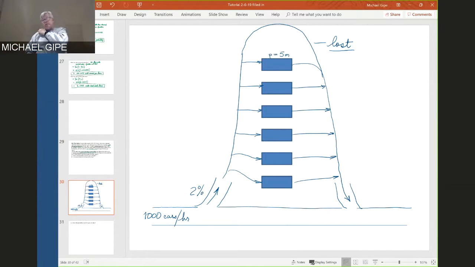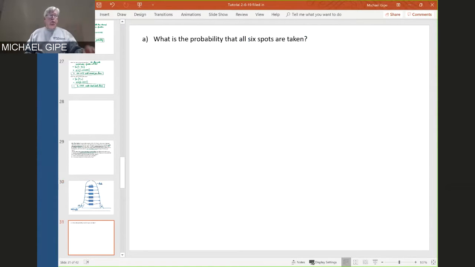So that's the scene. That's what's going on here. Basically 1,000 cars per hour, that's not the rate that we have coming into the gas station. We only have 2% of those. And then we've got 6 pumps. Takes 5 minutes to process at each pump. We're going to have some losses when all the pumps are full, and we're going to have to figure out all those numbers. So what's the probability that all 6 spots are taken?